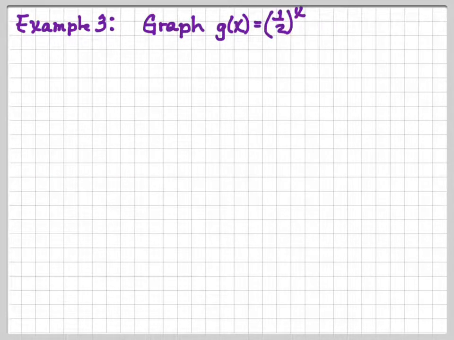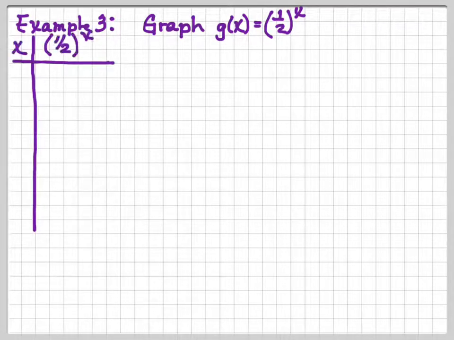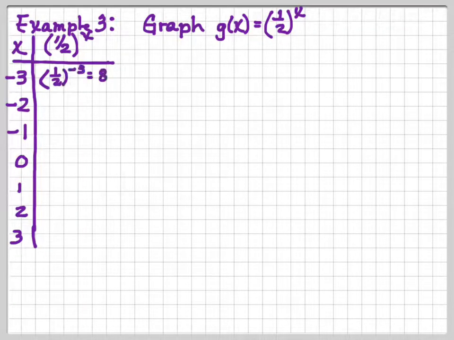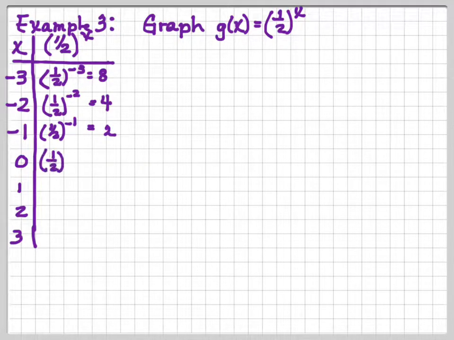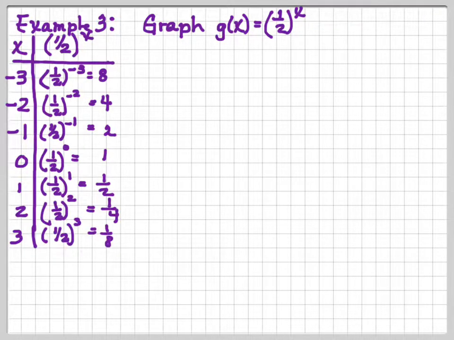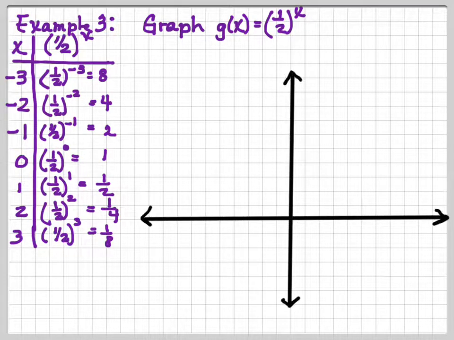Example 3. Graph g of x is 1/2 raised to the x power. And once again, we're going to start with our x and 1/2 raised to the x power and our values for x. And what we're going to notice is our values for y are going to go in the opposite order. So we'll have 8, 4, 2, 1, 1/2, 1/4, 1/8. So it's coming down instead of going up this time. So if we graph these, they look like this. So we can connect that.